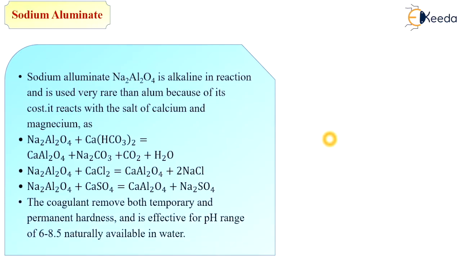The coagulant removes both temporary and permanent hardness and is effective for a pH range of 6 to 8.5, naturally available in water. So this is an effective coagulant, but as its cost is very high, it is not commonly used in water treatment.